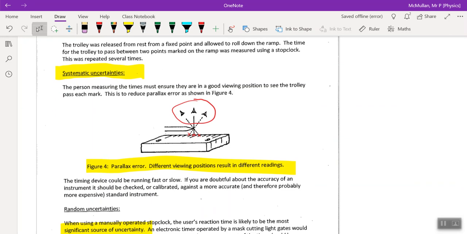Looking at an experiment, figure out where things could go wrong. That usually highlights systematic uncertainties.